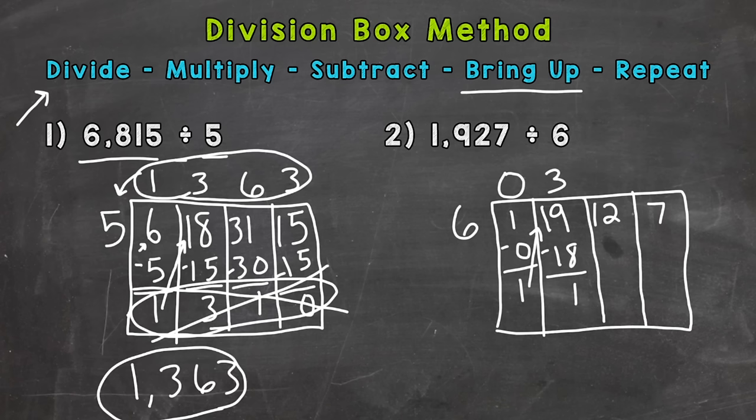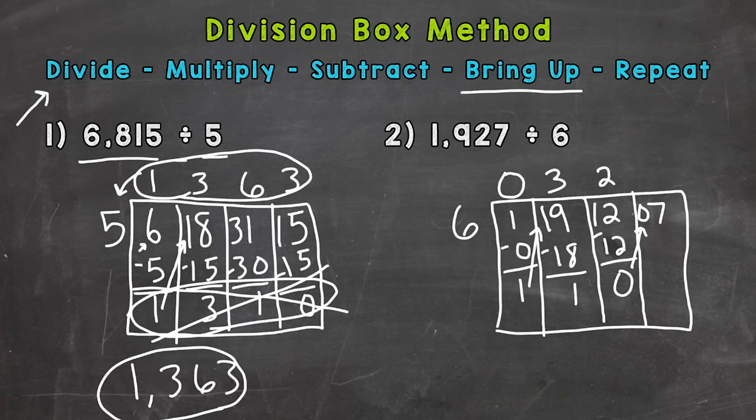So 12 divided by 6. How many whole groups of 6 out of 12? Well, 2. Multiply. 2 times 6 is 12. Subtract. 12 minus 12 is 0. So we can bring that 0 up, and we have 7. So we're going to end with 7 divided by 6.